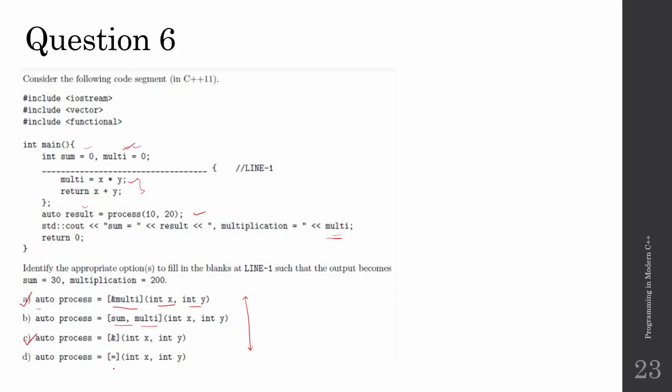And in the last one, in the square brackets we write equal to. This will pass all the variables by value. As you saw from the B option, if you pass by value, then the changes are not reflected. So the D option will also not work. So the answers are A and C.